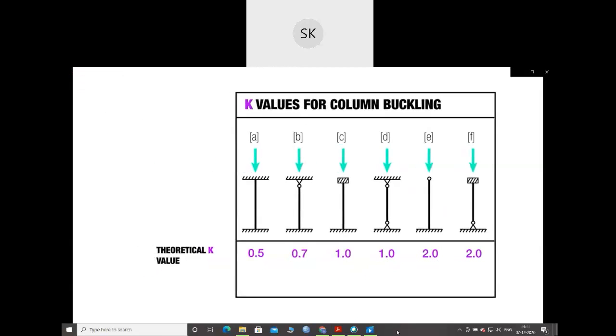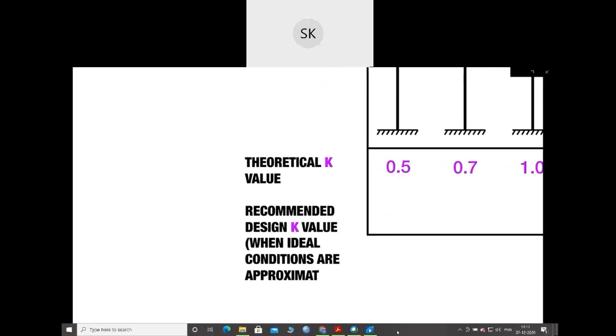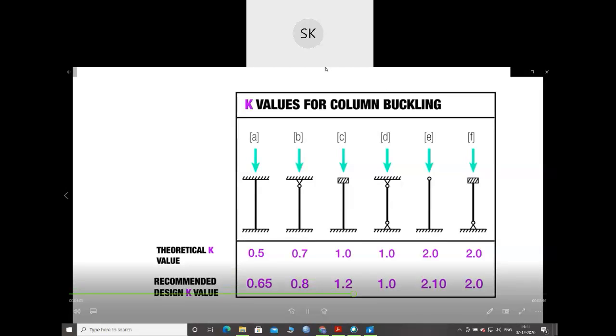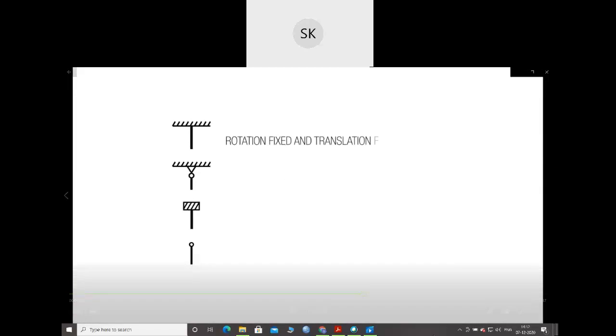Now, right below that theoretical K-value, there's another line that says recommended design value when ideal conditions are approximated. And that basically means we're talking about wood. The theoretical K-value can pretty much work if we're talking about something like steel that's pretty consistent, maybe even concrete that's pretty consistent, but wood is kind of weird. It's got knots and wanes and checks and cups, and no piece of wood is perfect. No two are the same. So in some of these situations, we're going to have a slightly larger recommended K-value for wood.